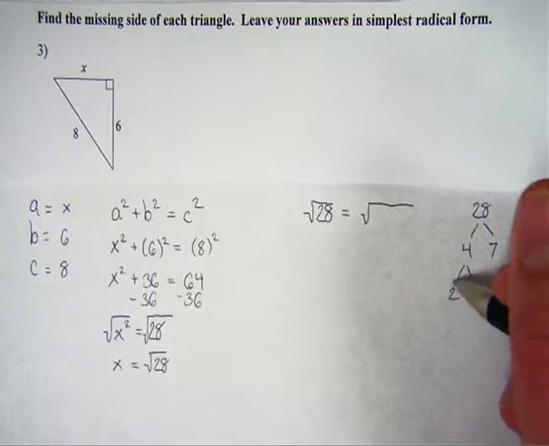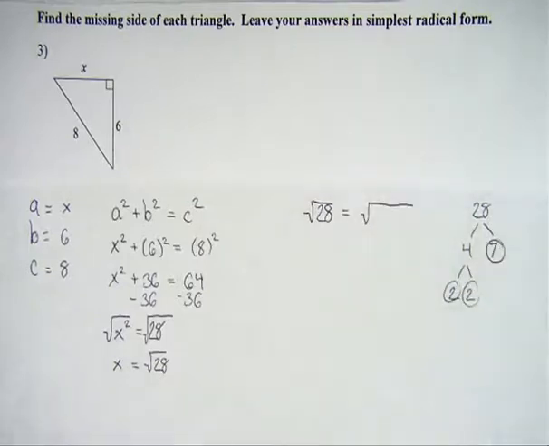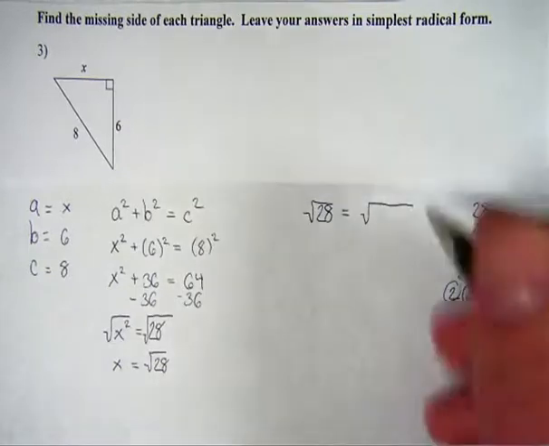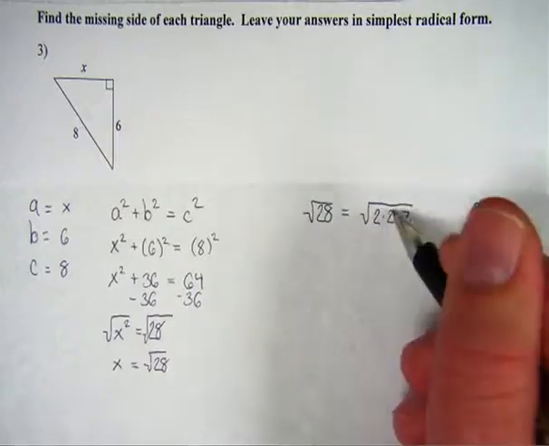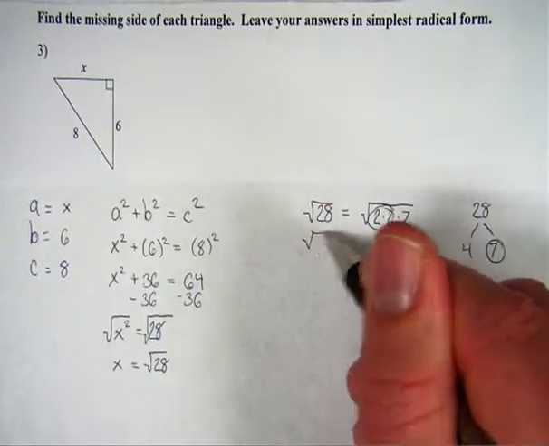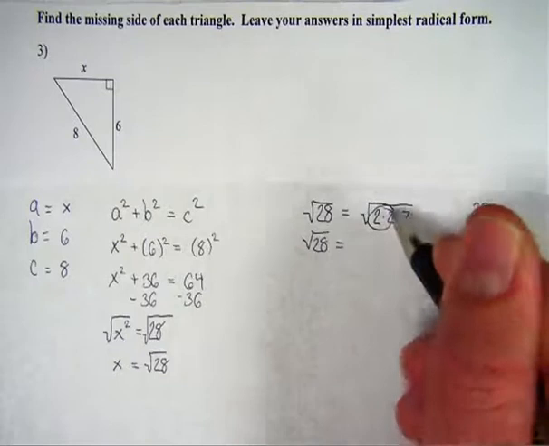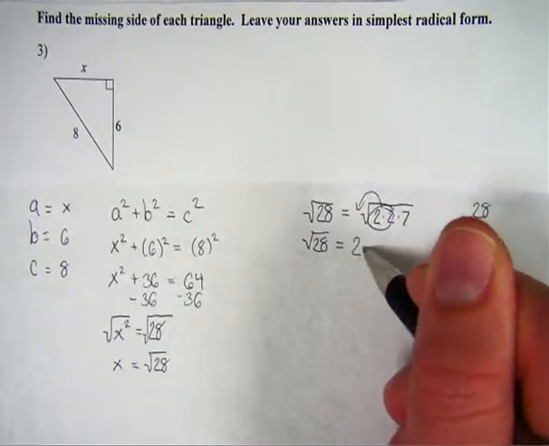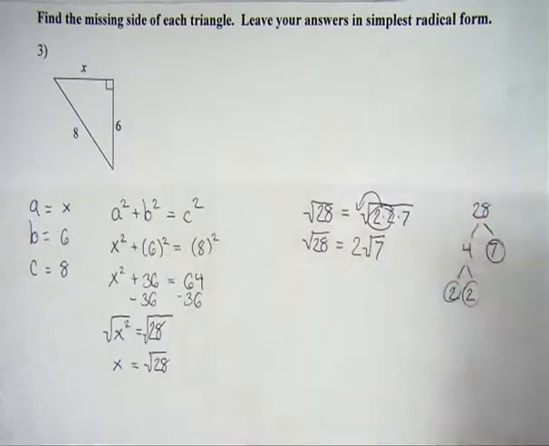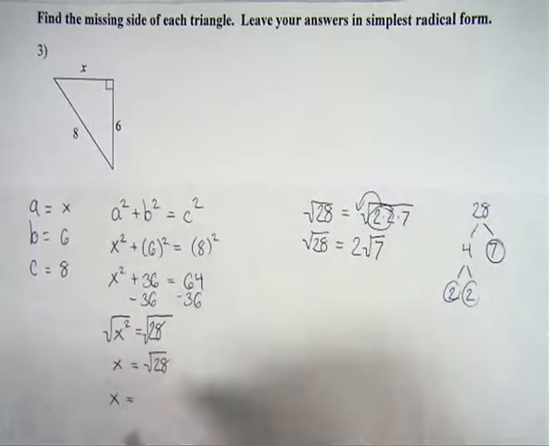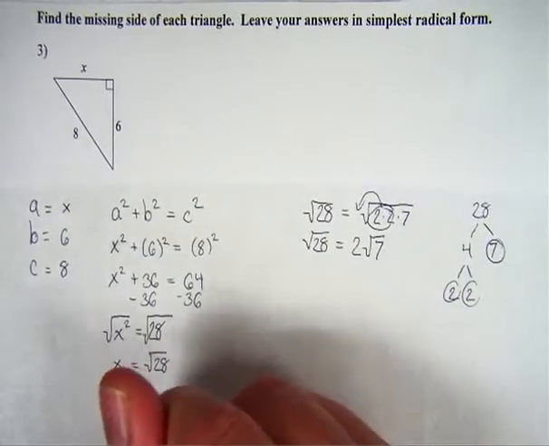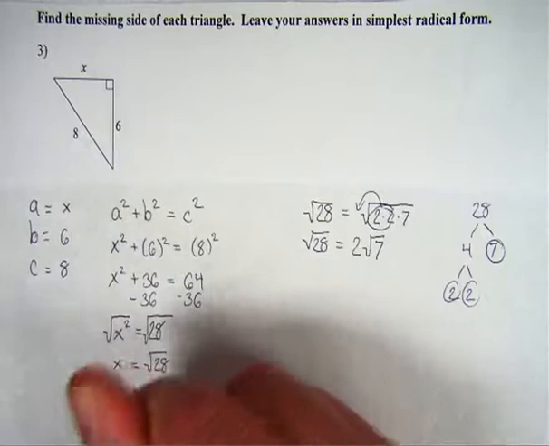4 is 2 times 2. And those are my prime factors. So I take 2 times 2 times 7. I have a group of 2 right there, and I'm going to pull that out to the front, leaving me with that. So that's my simplified form. So I can come down here and say that x is equal to 2 root 7.